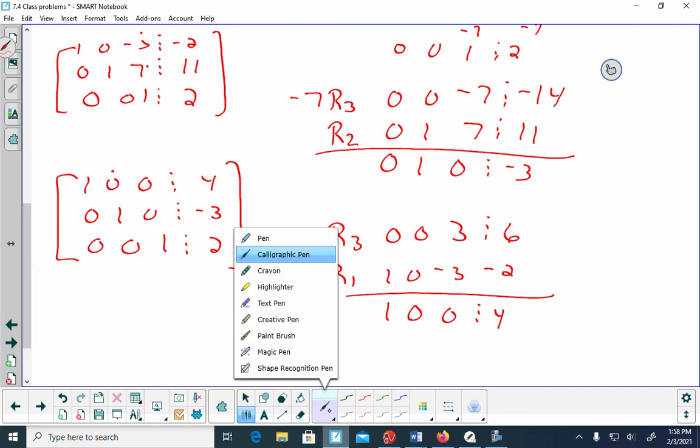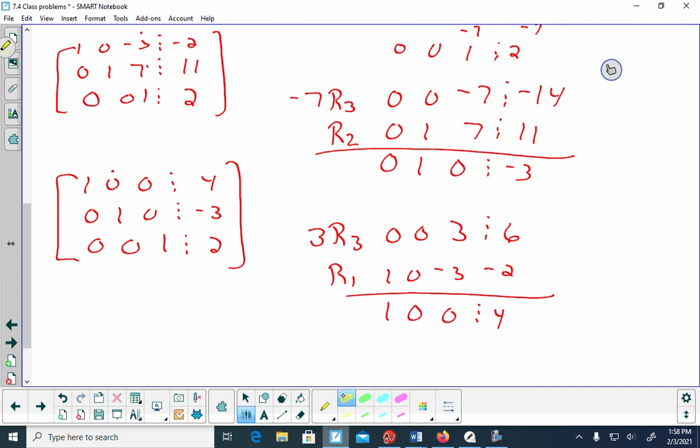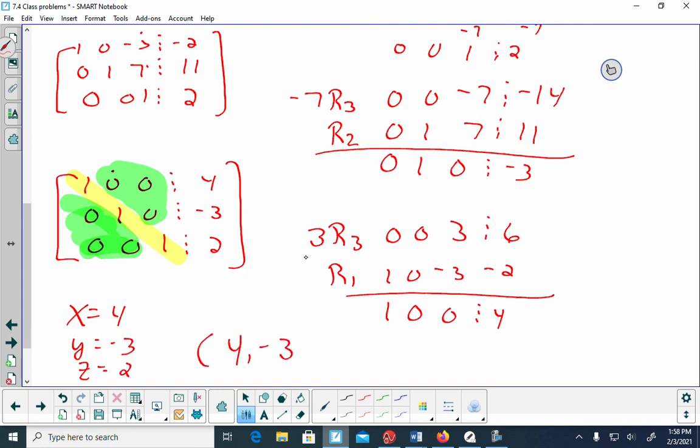Just making sure, my main diagonal of coefficients are all 1s. Everything below those 1s and everything above those 1s on the coefficient side of that matrix are 0s. That means I know my answer. I know that x is equal to 4, y is equal to negative 3, z is equal to 2. So my ordered triplet will be 4, negative 3, 2.